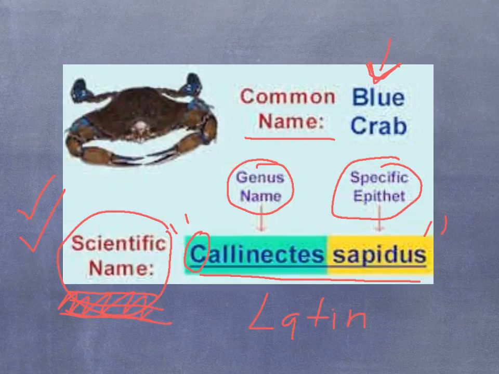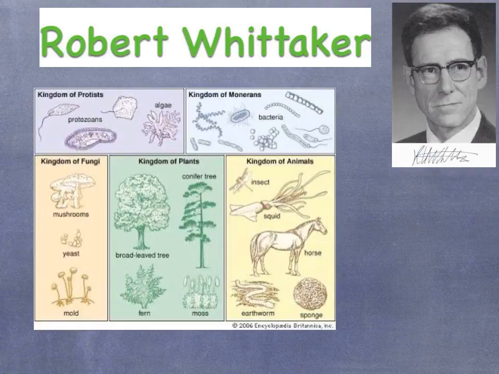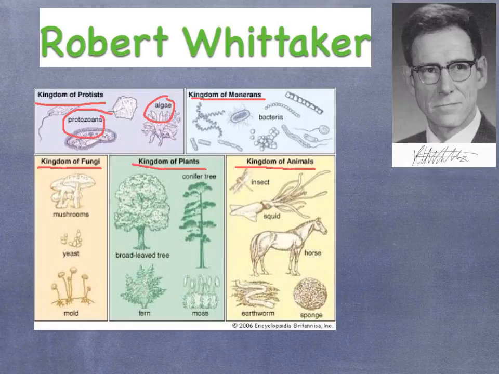Okay, now let's continue to the second scientist that made something important to the science of taxonomy. It will be Robert Whittaker. Some of you may remember that Robert Whittaker was the one to establish the classification of organisms in 5 different kingdoms: Kingdom Protist, Kingdom Monera, Kingdom Fungi, Kingdom Plants, and Kingdom Animal. Now, as some of you may remember, the Protist Kingdom will contain protozoans and algae, and everything that resembles an algae.